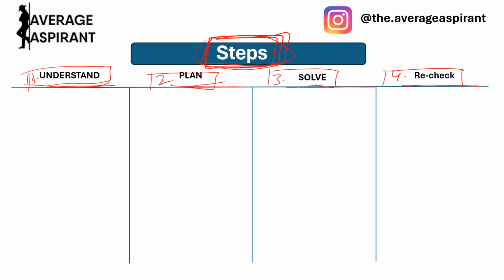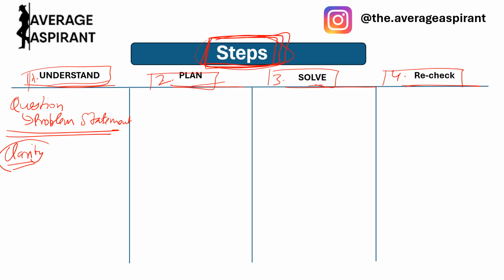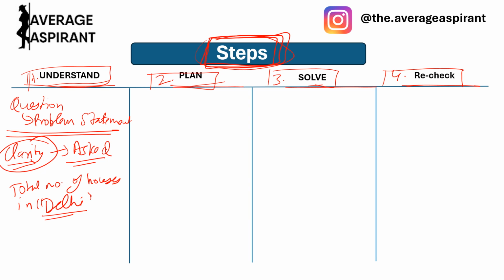The first step is to understand the question, or what we commonly call the problem statement. This is the most important step, that you have clarity on what is being asked. Let's say someone asks you what is the total number of houses in, let's say, Delhi, and you did not hear the word Delhi, you just calculated the total number of houses in India, then it's of no use.